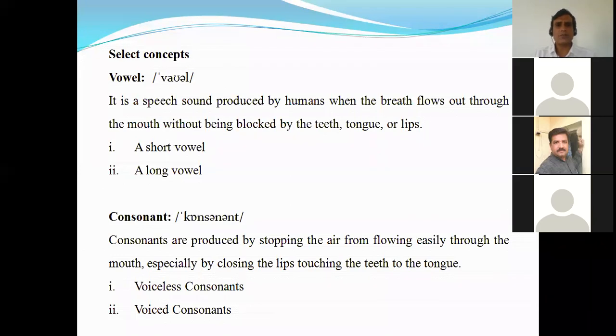Consonants are produced by stopping the air from flowing easily through the mouth, especially by closing the lips, touching the teeth or the tongue. It simply means that when the egressive pulmonic air stream passes through the oral cavity and there is complete or partial closure of the air in the mouth, that sound is called a consonant. There are two types of consonant, as I told you, voiceless consonant and voiced consonant.